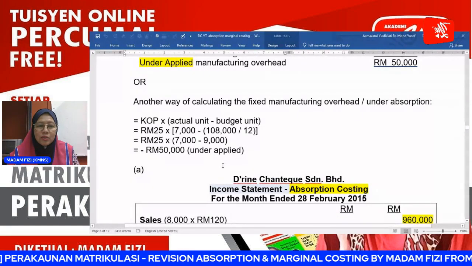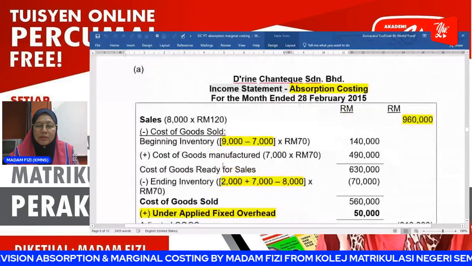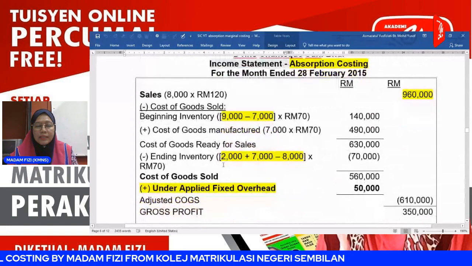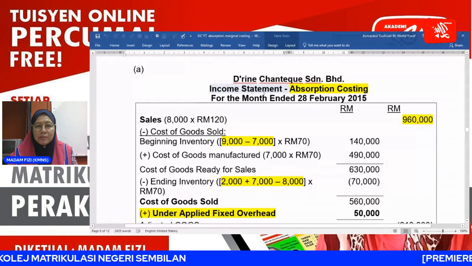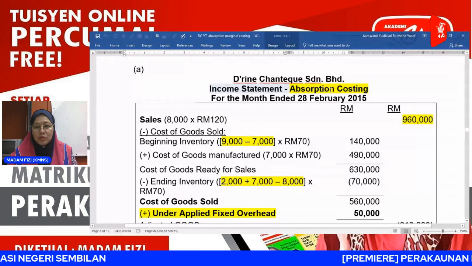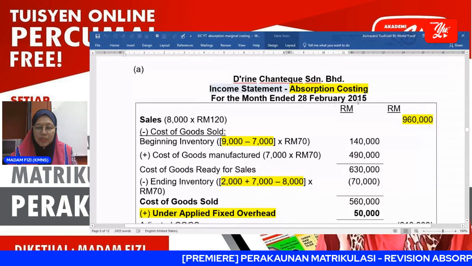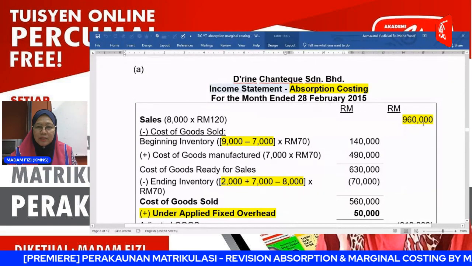Okay. So now we look at the answer for the income statement. Okay, first write down the title. The company name is Diri Cantik Syamrahan. Income statement, absorption costing for the month ended 28 February 2015. Okay, so sales equals to 960,000.